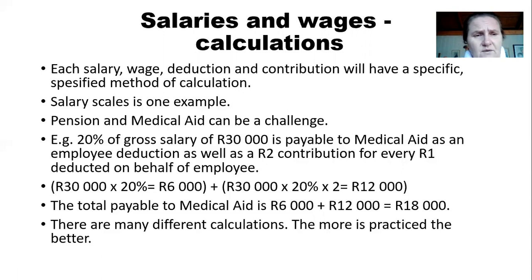Right. So if I'm going to do, say, medical aid, and 20% of my gross salary of 30,000 must be paid to medical aid, I'm going to say my 20% of 30,000 is 6,000. If the contribution is twice 2 Rand for every 1 Rand contributed by the employee, I'm going to say 6,000 times my 20% times 2. Okay, that means in totality, medical aid should be paid 18,000 Rand. So there's hundreds of different scenarios, different ways of calculating it. And the more calculations you do, the more you'll be able to understand them, and the easier you'll be able to do them in a test or exam on speed. Okay, so the speed is always the crux.